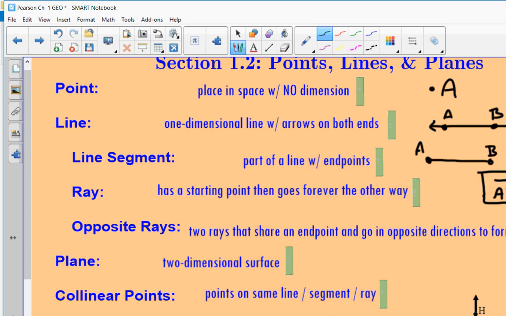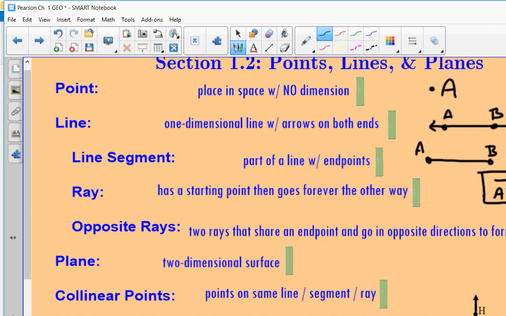Like on a test or a homework assignment. What are you asking me to look at? Well, that's how I tell you, okay? Next definition is ray. A ray is going to have an endpoint and then go in one particular direction infinitely, okay?